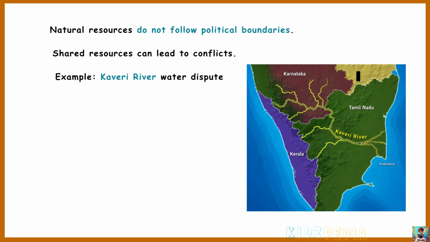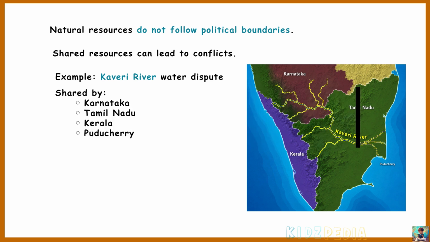For example, Kaveri river flows through Karnataka, Tamil Nadu, Kerala and Puducherry. All these regions need its water for drinking, farming and daily use. So, sometimes one state may want more water and another state may feel it is not getting a fair share. This creates tension, disputes and conflicts.